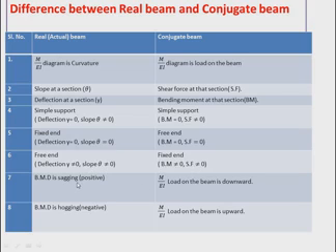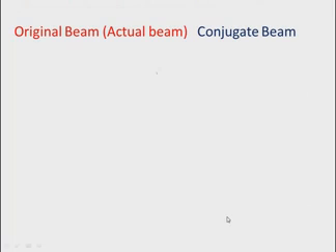And if the bending moment diagram is sagging, that means the loading on the conjugate beam is downward. If the bending moment is hogging, that is negative, as usually in the case of cantilever beams where the bending moment diagram is hogging, then the M by EI, that is the load on the conjugate beam, is upward.